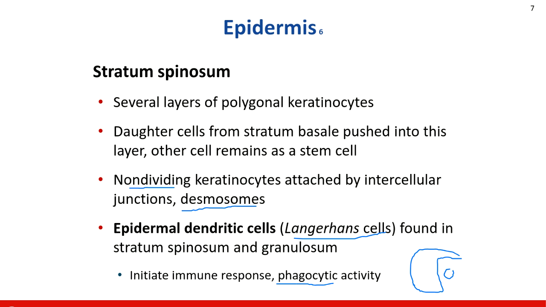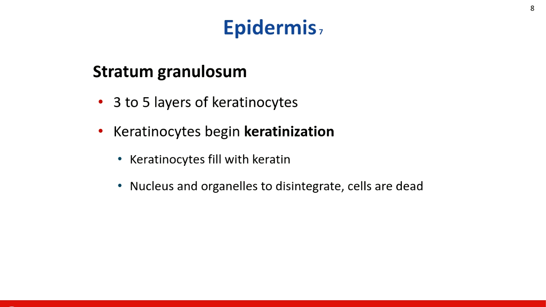They're also what we call APC cells. These are called antigen-presenting cells. They can initiate the immune response. The third layer that we see, it's not a very thick layer. It's only 3 to 5 layers of keratinocytes. This is where the keratinocytes start the process of keratinization.